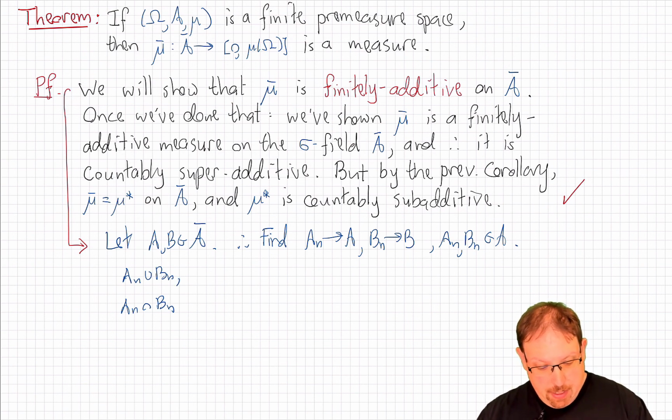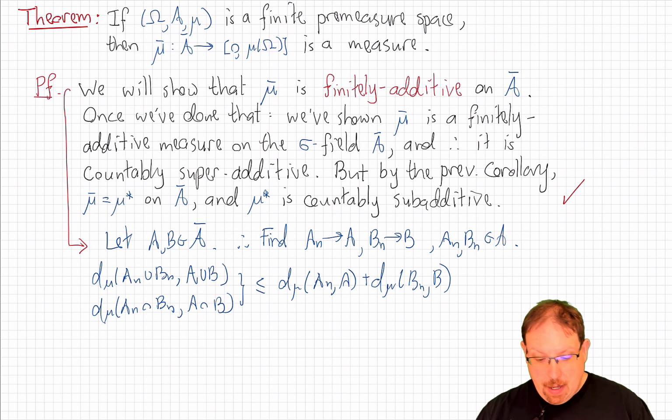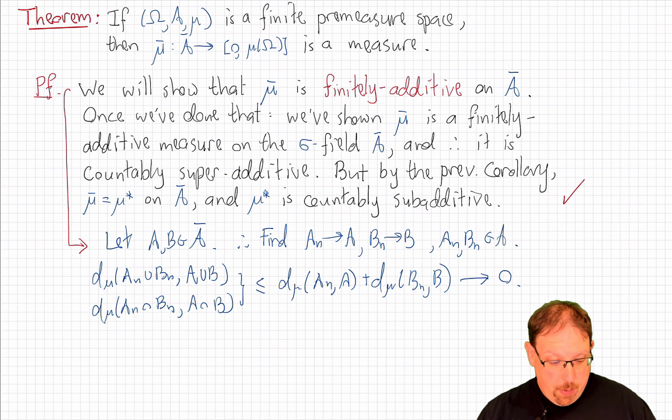Therefore, we can look at the distance from AN union BN to A union B, or the distance from AN intersection BN to A intersection B, and both of those will be less than or equal to the sum of the distance from AN to A and the distance from BN to B. And both of those were chosen to go to 0. Therefore, we see that AN union BN converges to A union B, and AN intersect BN converges to A intersect B.